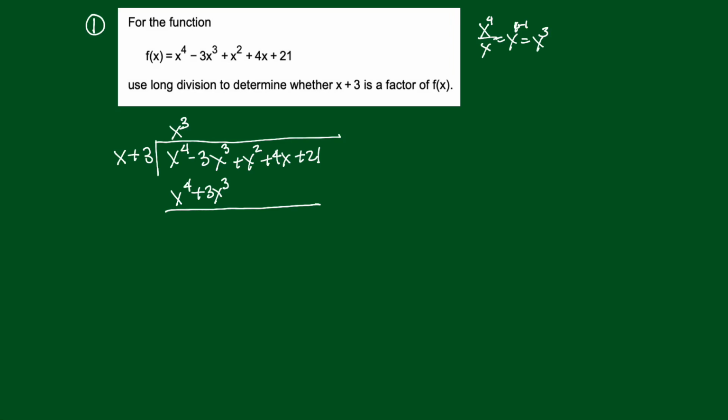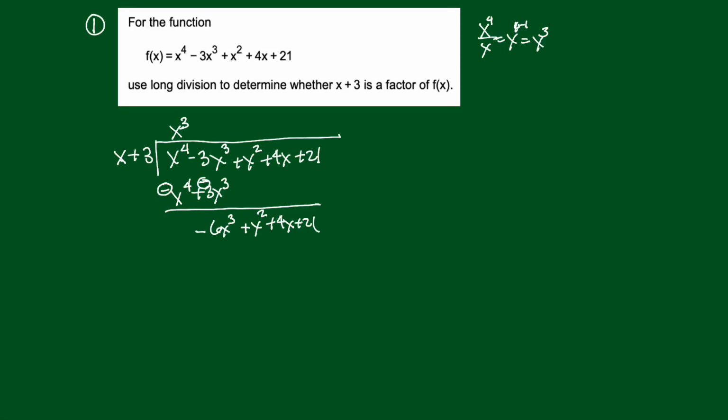So when I subtract, I'm going to change all these signs. So this is going to be a minus, and I'll circle it to remind myself I've done it. Now subtract. X to the fourth minus x to the fourth is 0. Negative 3x cubed minus 3x cubed is now minus 6x cubed. So here is the divide, the multiply, the subtract. Now bring down. I'm going to bring all of this stuff down, so it's going to be plus x squared plus 4x plus 21.